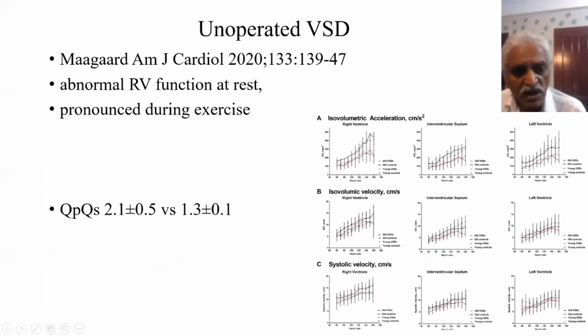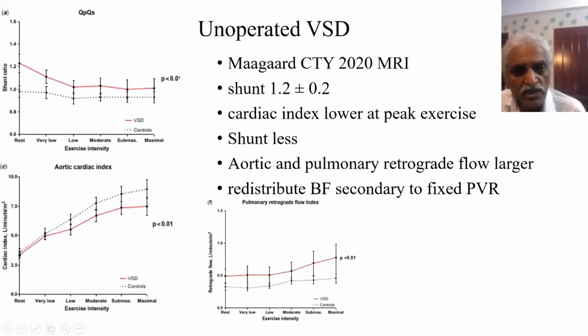The same authors found that RV function is also abnormal in these patients, and this abnormality was pronounced during exercise. Here also the Qp/Qs was not very high. The cardiac index on MRI was lower in these patients with a shunt of only 1.2, and the pulmonary retrograde flow was larger. In other words, antegrade flow became reduced because of a fixed pulmonary vascular resistance, even in patients with a small shunt.